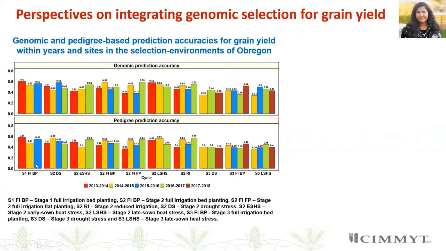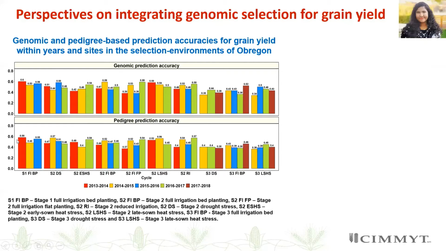So we did a prediction of all the different environments that I just mentioned for the different cycles. So I have 5 different cycles here. And on the top of this panel, we have the genomic prediction accuracies, and the bottom panel has the pedigree prediction accuracies.